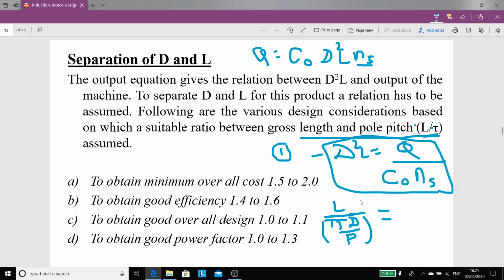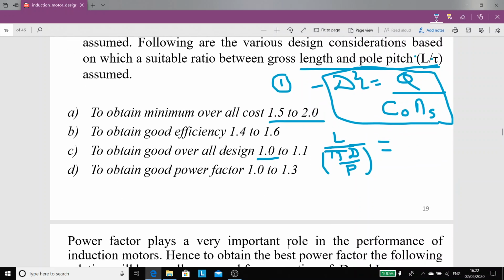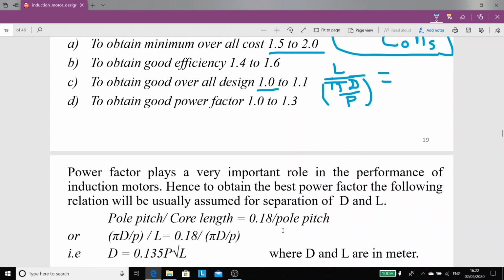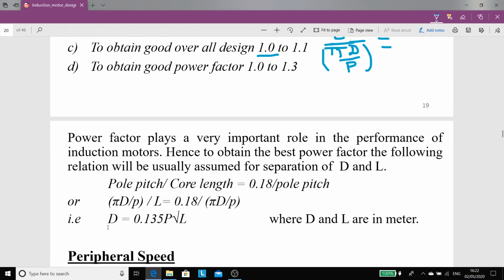And see here on the screen, for each objective function: for minimum cost the ratio is given between 1.5 and 2, and for very good efficiency it is given between 1.4 and 1.6. Generally we use 1.5 if the range is not mentioned. For an overall good design, we take it as 1 or 1.1, and for good power factor it is between 1 and 1.3. If nothing is given, we generally try to maintain a good power factor, and for getting the best power factor, this additional relation is also given between D and L.